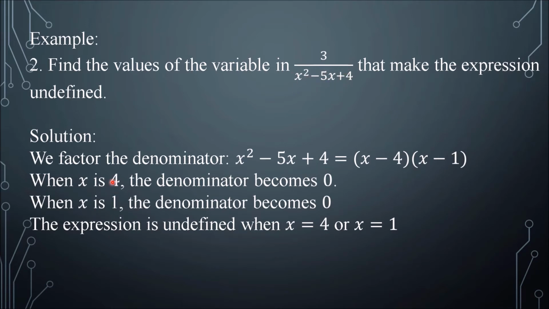The other one is when x is 1. So, the same, the denominator becomes 0 when you're going to substitute 1 for x. So, that's 1 minus 1, 0. 0 times this is 0. The denominator becomes 0. Therefore, the expression is undefined when x is equal to 4 or x is equal to 1.